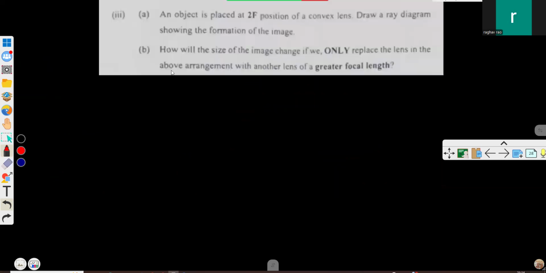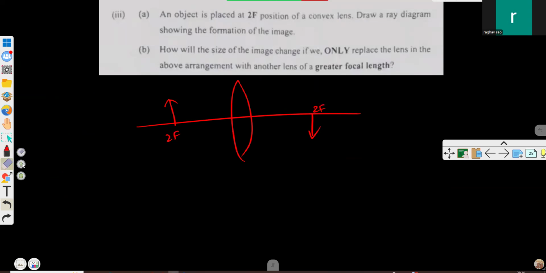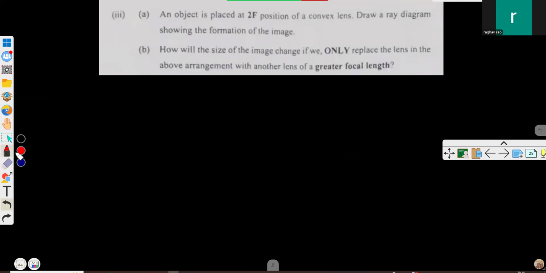Next. An object is placed at 2f position of a convex lens. Draw a ray diagram. Whenever it is placed at 2f, as you always know, it is going to form a same size image at 2f. This is 2f. Next, how will the size of the image change if we only replace the lens in the above arrangement with another lens of greater focal length?